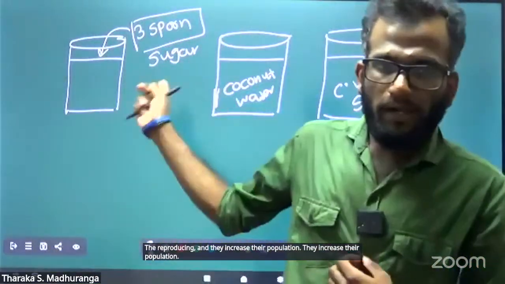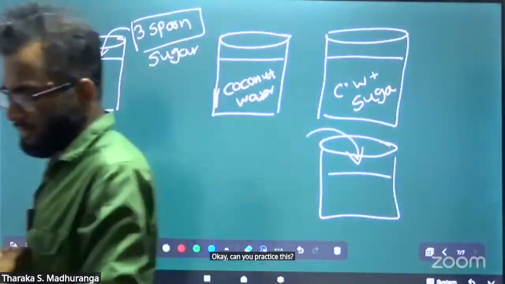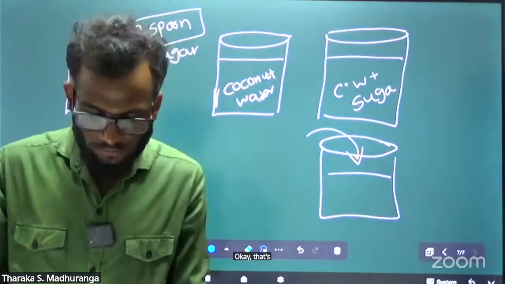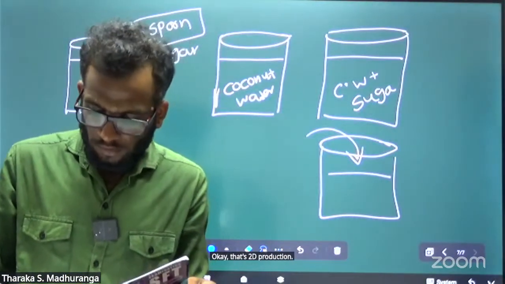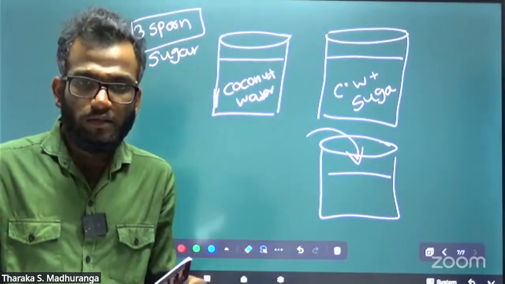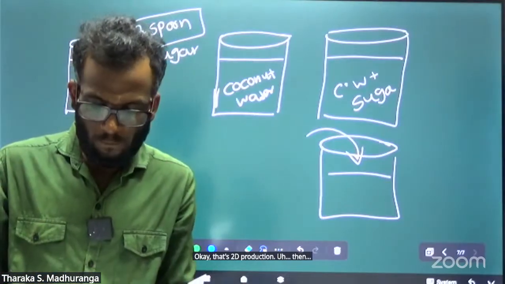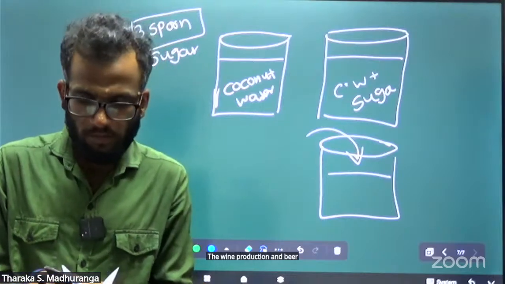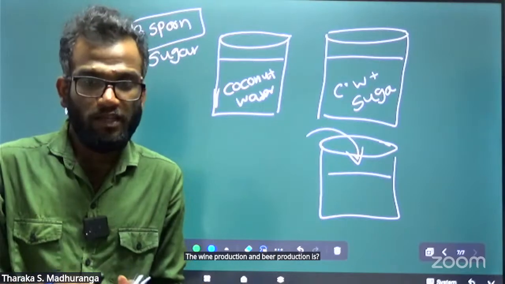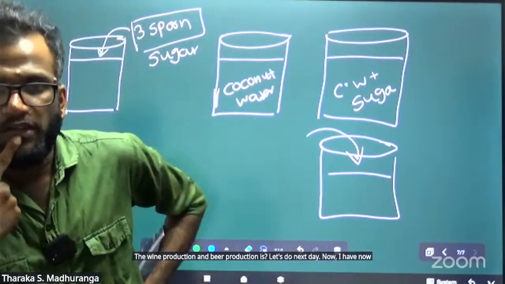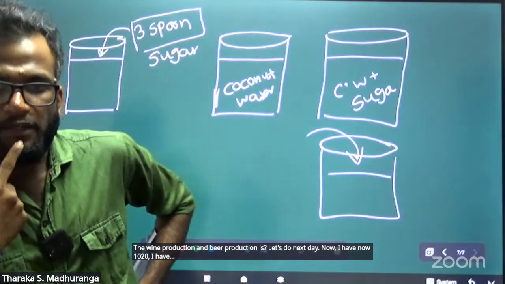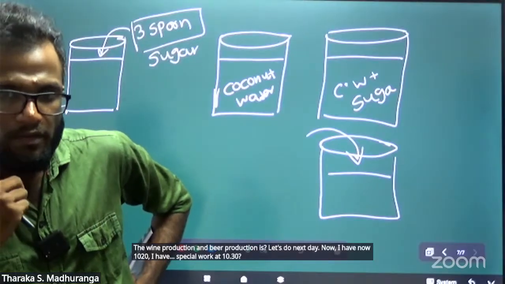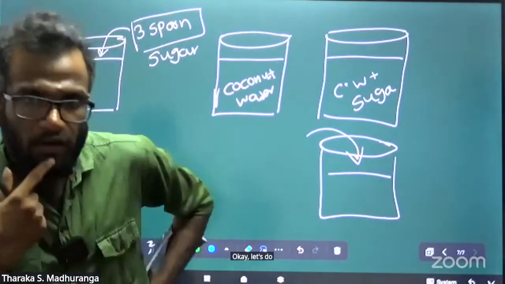Okay, can you practice this? That's 2D production. Then the wine production and beer production, let's do next day. Now I have 10:20. I have a special work at 10:30. Okay, let's do it tomorrow.